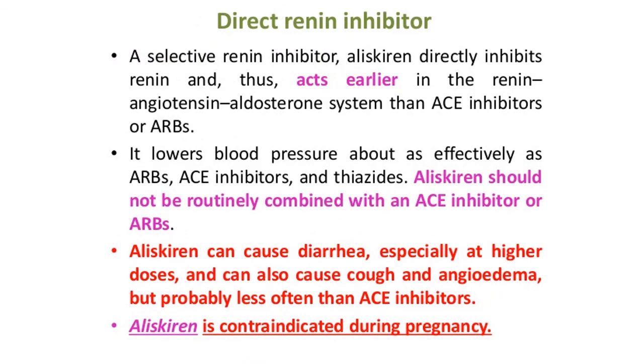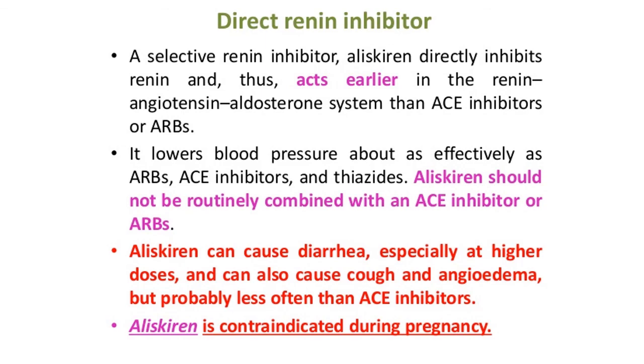Next class is direct renin inhibitors. I have told you that renin breaks down angiotensinogen to angiotensin 1, and then this angiotensin 1 is broken down by ACE into angiotensin 2. So the first step is blocked by renin inhibitors. If you use renin inhibitors, there will be no breakdown of angiotensinogen to angiotensin 1. There will be no angiotensin 1, there will be no angiotensin 2, there will be no vasoconstriction, there will be no rise in the blood pressure.